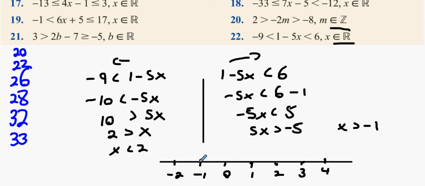So do we use a filled in circle or hollow circle? Hollow, because you're not actually including the minus 1. And for the 2, filled in or hollow? Hollow, and then shade it in, and you're good to go. Cool. Now we're on 26, 28.